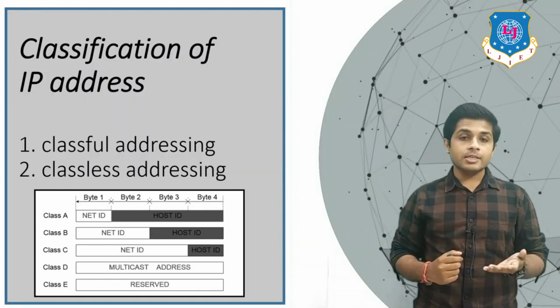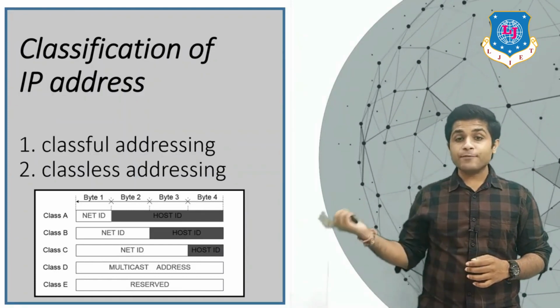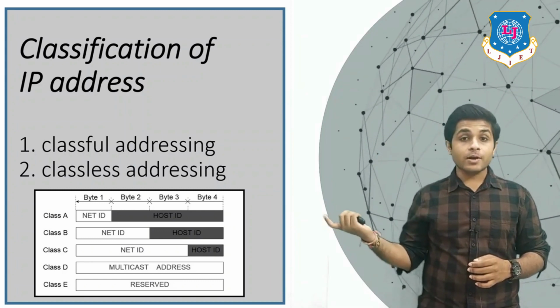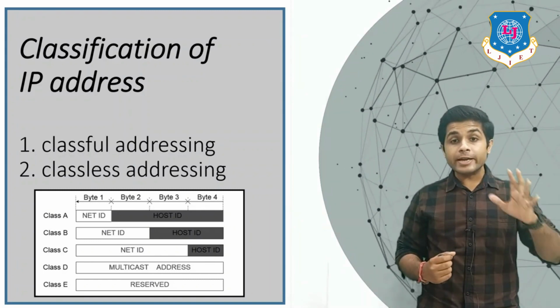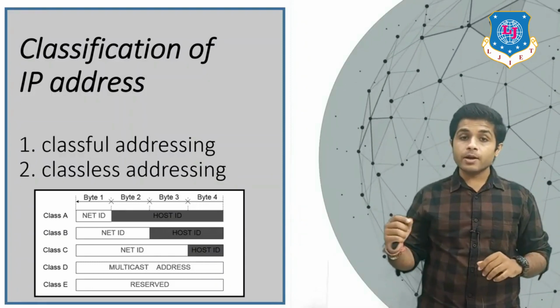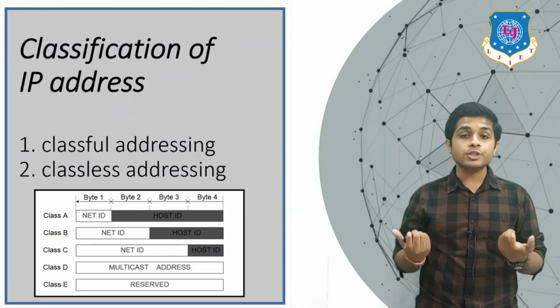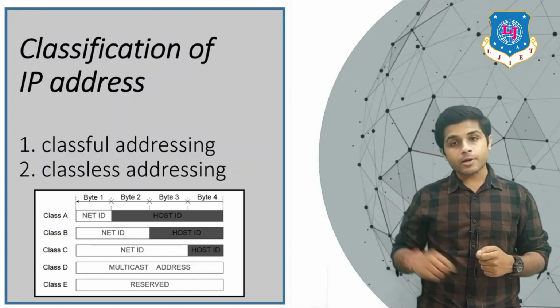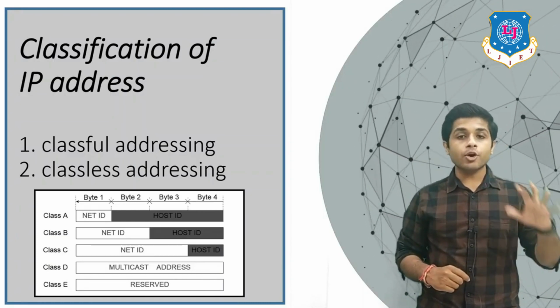And in class C, the first 24 bits are for network. It means that 2 raised to 24 individual networks are possible. And in one network, how many devices, how many hosts are possible? In one network, 2 raised to 8 hosts are possible.